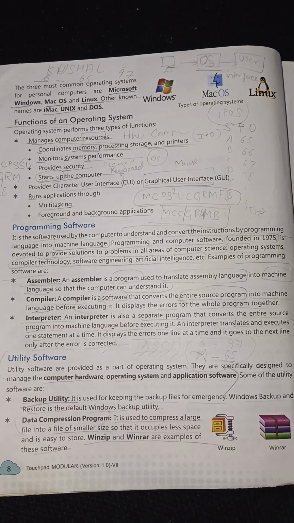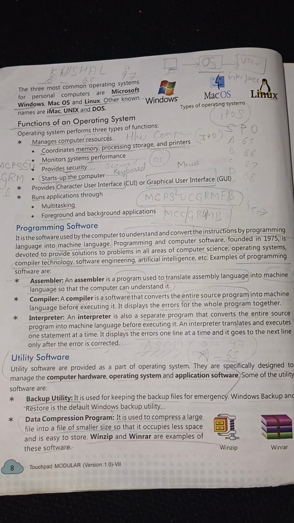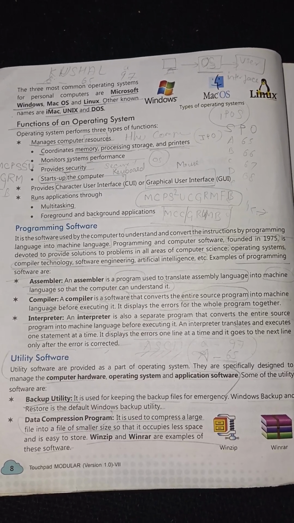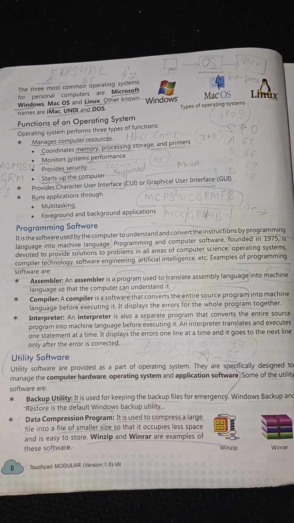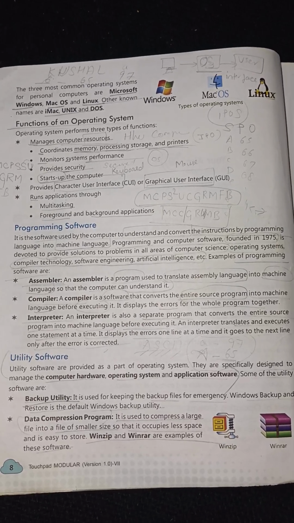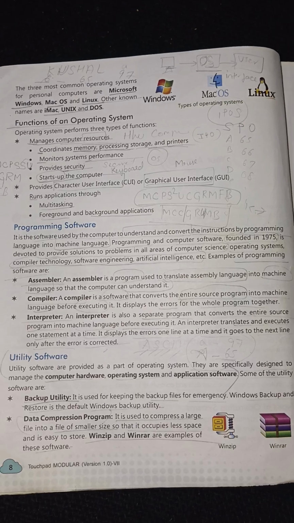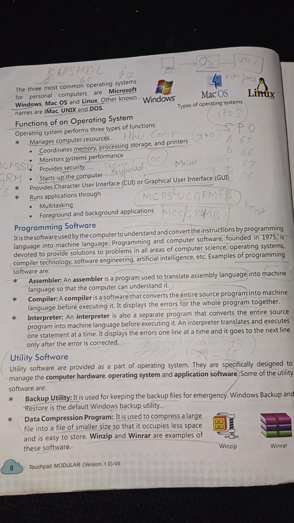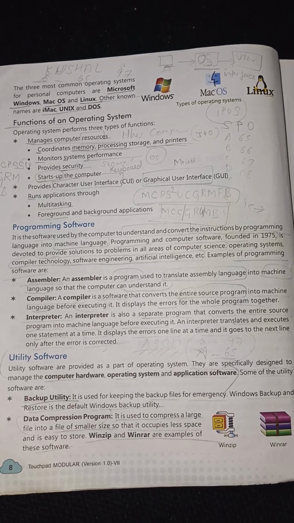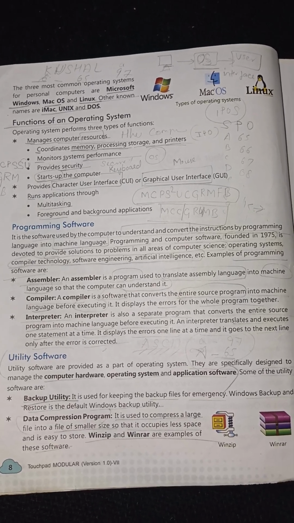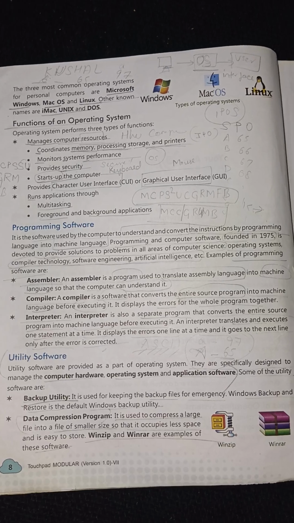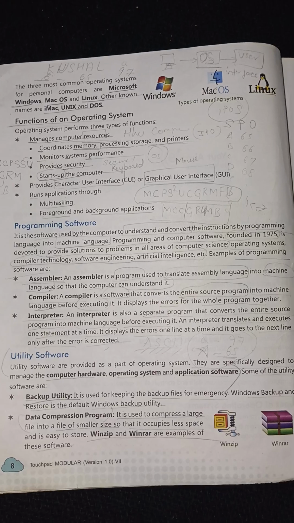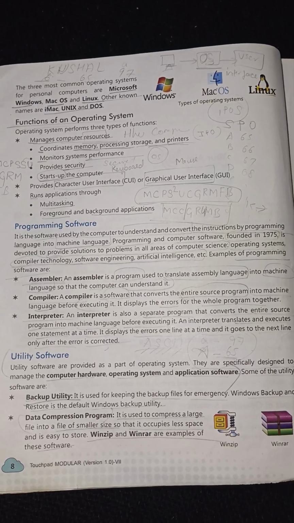Programming software. It is the software used by the computer to understand and convert the instructions by programming language into machine language. Programming and computer software, founded in the year 1975, is devoted to provide solutions to problems in all the areas of computer science, operating systems, compiler technology, software engineering, artificial intelligence, etc. Examples of programming software are assembler, compiler, interpreter.